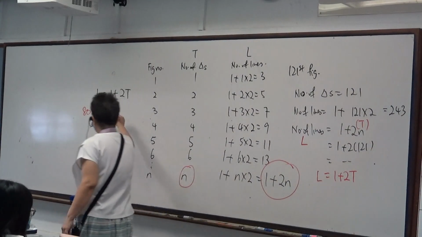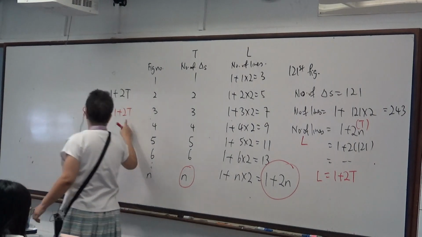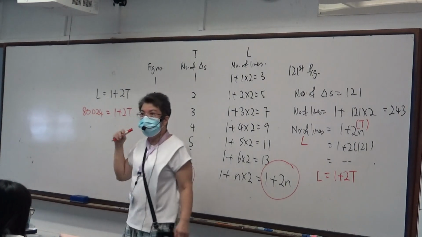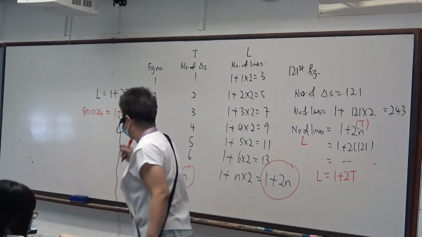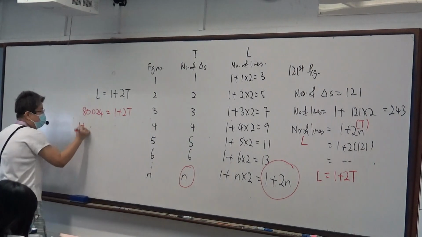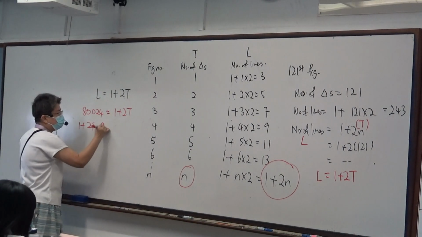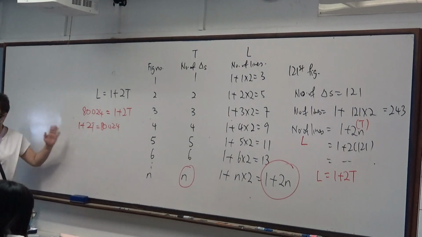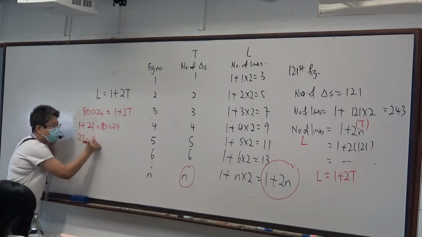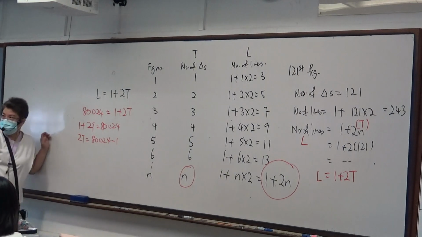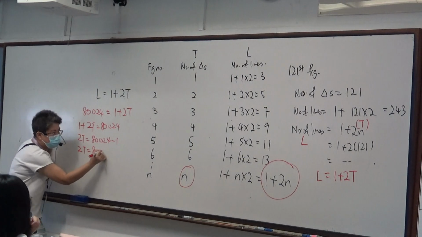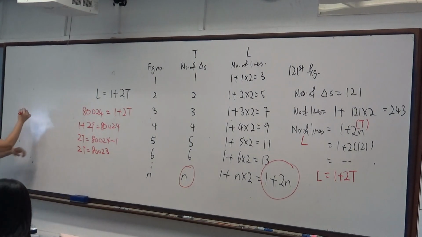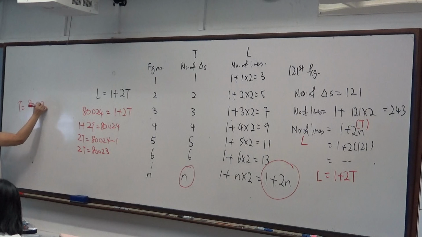Now if I equate it to 1 plus 2t, I can find out what t is, right? t will represent the number of triangles, or the figure number. 1 plus 2t is 80024, correct? So 2t will be 80024 minus 1, right? I'm solving the equation. What is 2t? 80023. t will be 80023 divided by 2. All of you divide this by 2.